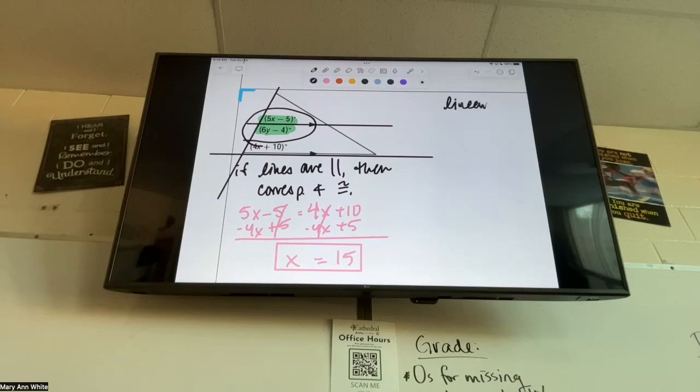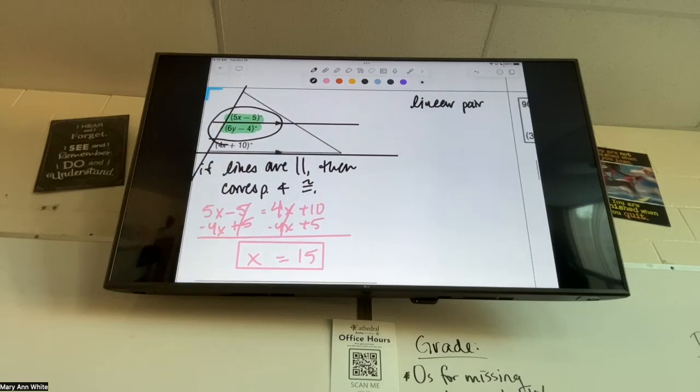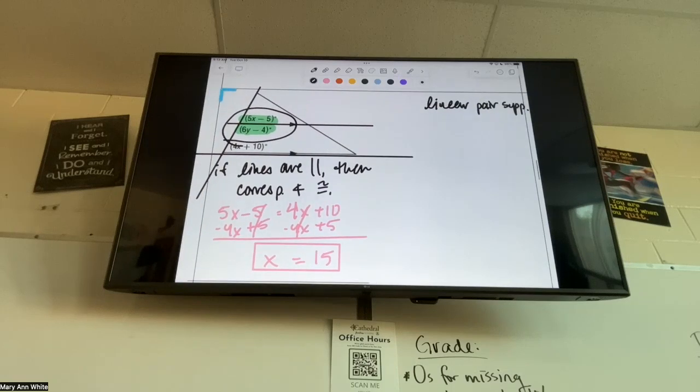Now, we could have had a consecutive interior angle if we used the other x. If I had used this angle instead, 4x plus 10 and 6y minus 4, those are consecutive interior angles because they are both on the inside of the two lines that are parallel and they're on the same side of the transversal. The problem is here when we use these two, they are just two angles on one line. So remember, two angles on one line is just a linear pair. I love that we knew that they were supplementary though, so that means we're going to add them up and set them equal to 180.